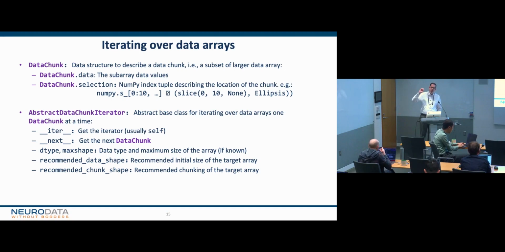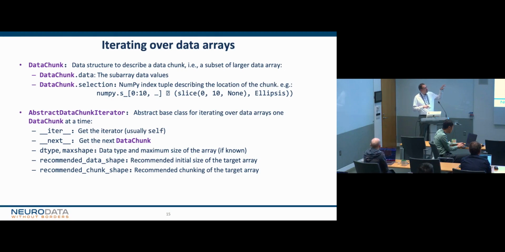So you load your chunk, HDF5 will write it, then you can discard that chunk and load the next one and so on. There are a few functions that need to be defined here, which is the iterate data and next functions, which return the data chunks. We need to define the data type and the maximum shape for the data set, as well as the recommended shape of the data and chunk shape.